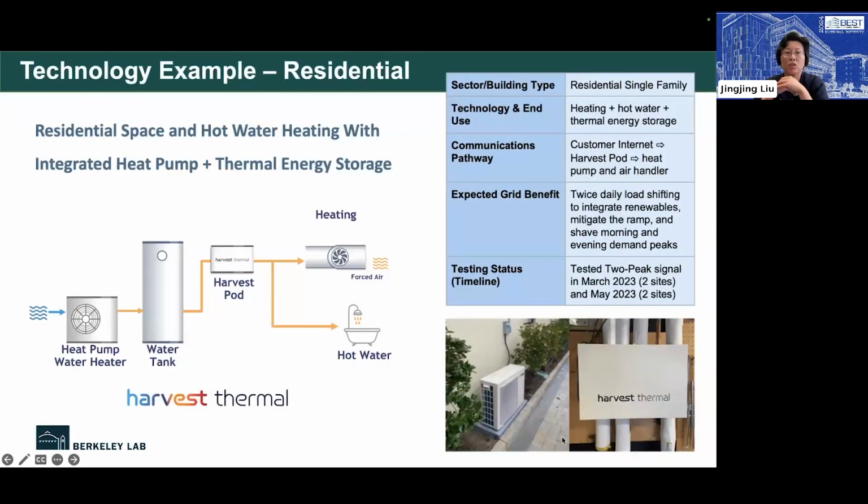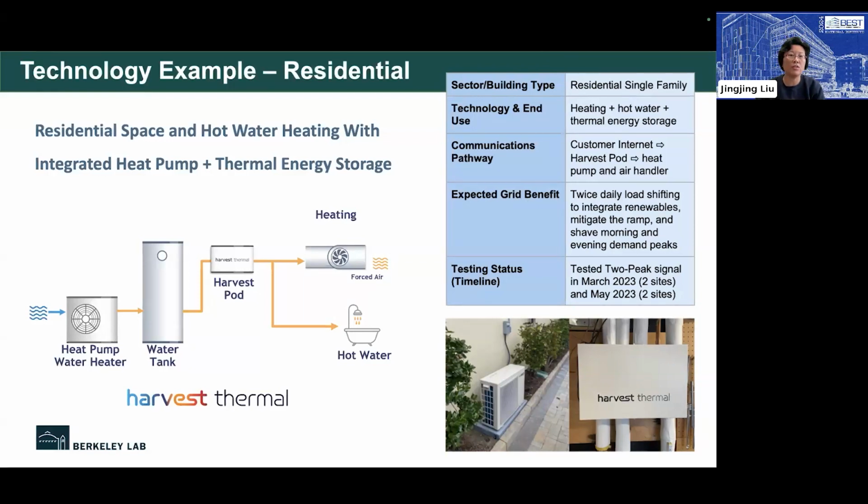Then I'm going to show you two project examples in a little bit more detail. So this is a residential integrated heat pump example provided by a partner called Harvest Thermal. This technology has been fully commercialized, although it's been primarily installed in the Bay Area. The company is trying to expand their applications in different climate zones more broadly.